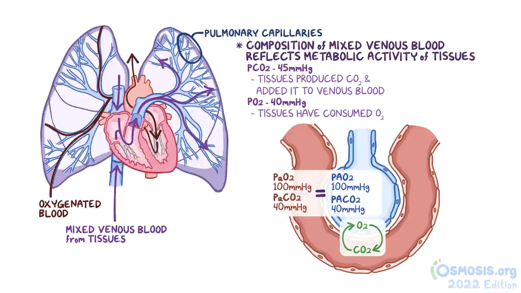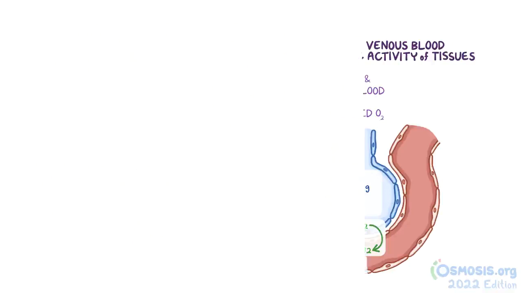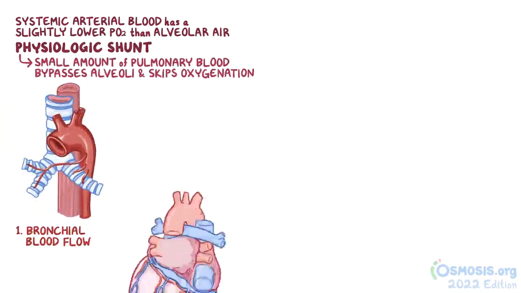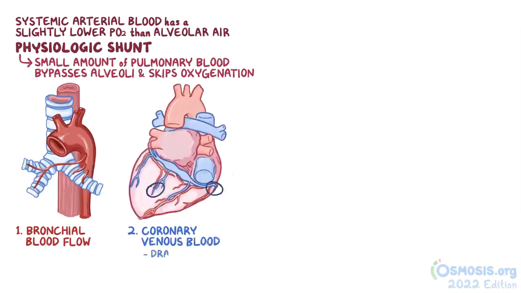Now, there is a small discrepancy between alveolar air and systemic arterial blood. Systemic arterial blood has a slightly lower partial pressure of oxygen than alveolar air. This discrepancy is a result of a physiologic shunt, which allows a small amount of pulmonary blood flow to bypass the alveoli and skip oxygenation. The physiologic shunt has two sources, bronchial blood flow and a small portion of coronary venous blood that drains directly into the left ventricle rather than going to the lungs to be oxygenated.